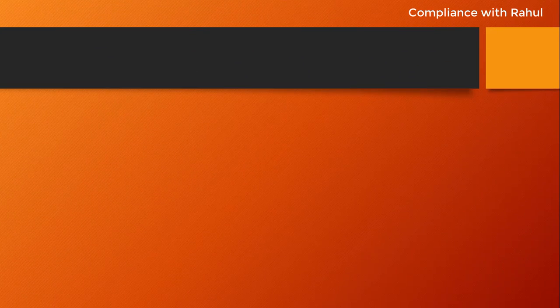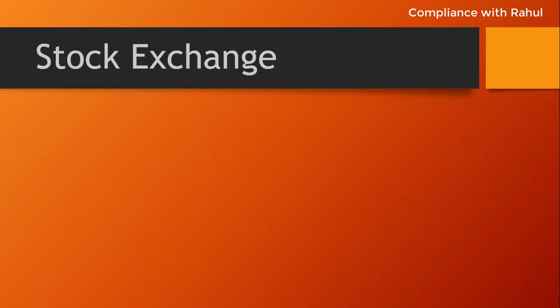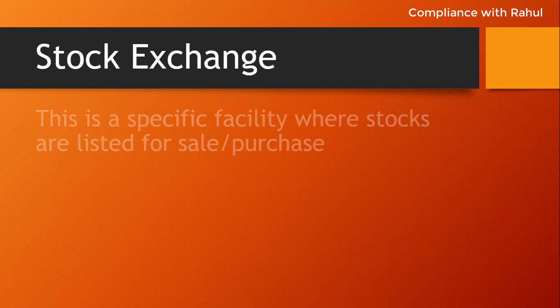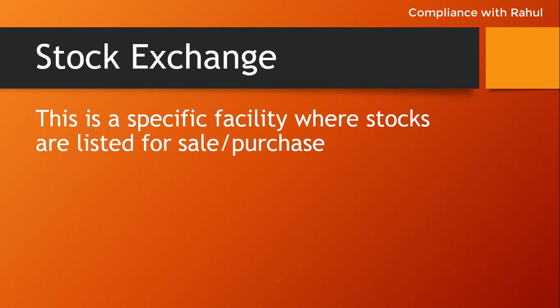So how to buy a stock? You have to transact with a stock exchange. Now a stock exchange is an institution where companies list their stocks. A stock exchange facilitates trade of stocks, trade of financial instruments. Actually, by financial instruments I mean bonds, debentures, derivatives, in addition to shares also.